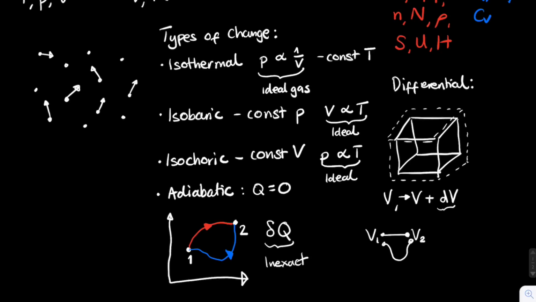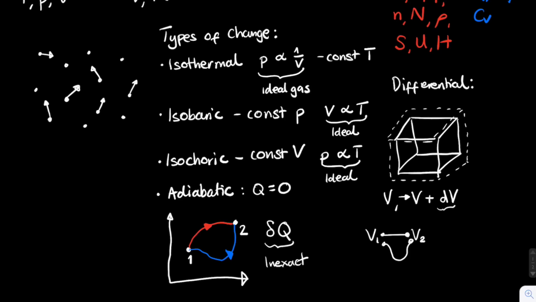Now, typically we don't really like working with inexact differentials because they're a lot harder to integrate than exact ones. And in a couple of videos' time we're going to get into more of the detail about exact and inexact differentials and how you can convert between the two. But that basically means that the quantity of the variable depends on the path you took through that variable.